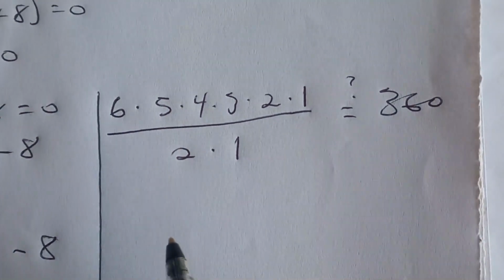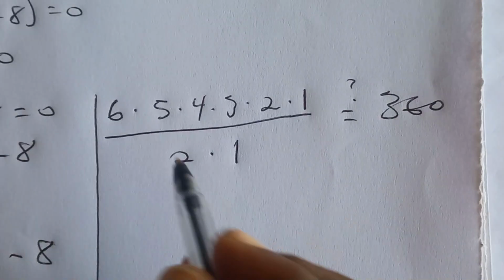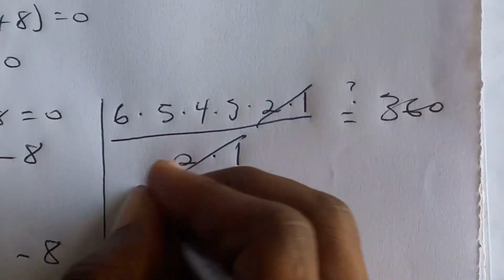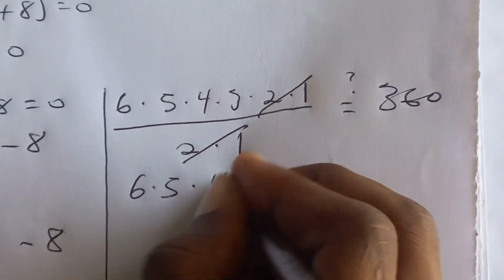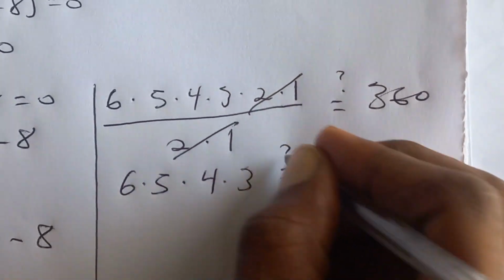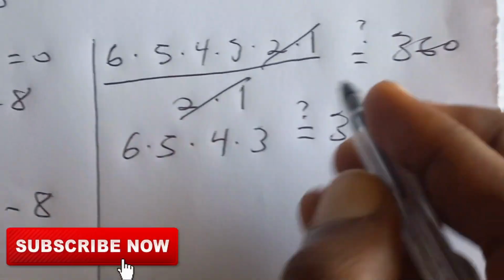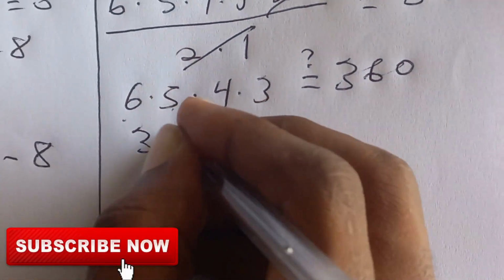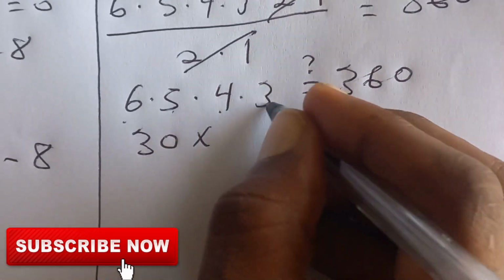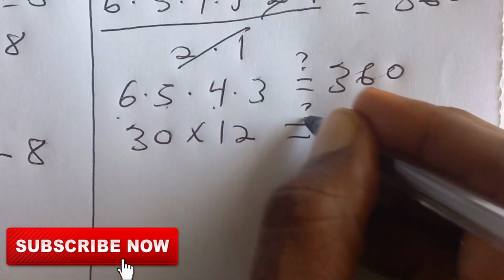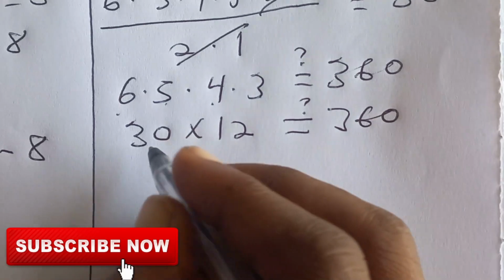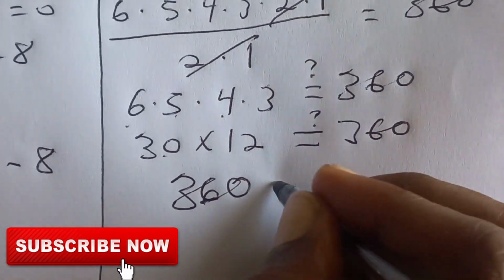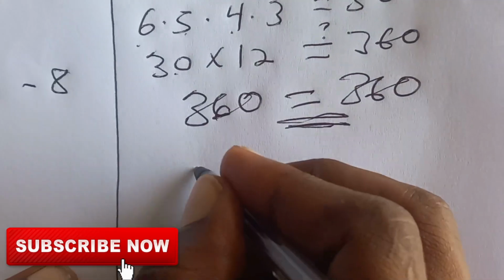Okay, so now with this, I can cancel this, leaving 6 times 5 times 4 times 3, which should be equal to 360. 6 times 5 is 30 times 4 times 3 is 12. And this should be equal to 360. So 30 times 12 is 360, which is equal to 360.